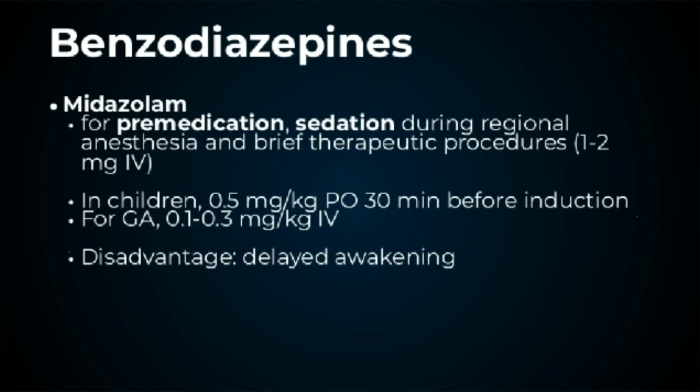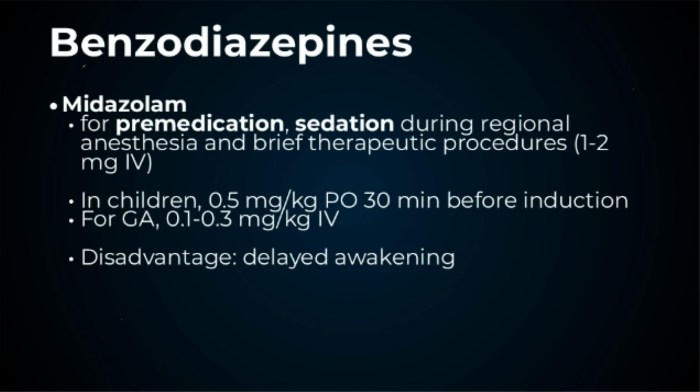of midazolam. The most commonly used is midazolam, which is used for pre-medication and for sedation during regional anesthesia and for short or brief therapeutic procedures. It actually can be used for general anesthesia also, but the disadvantage is the patient will have delayed awakening and also prolonged amnesia and sedation.